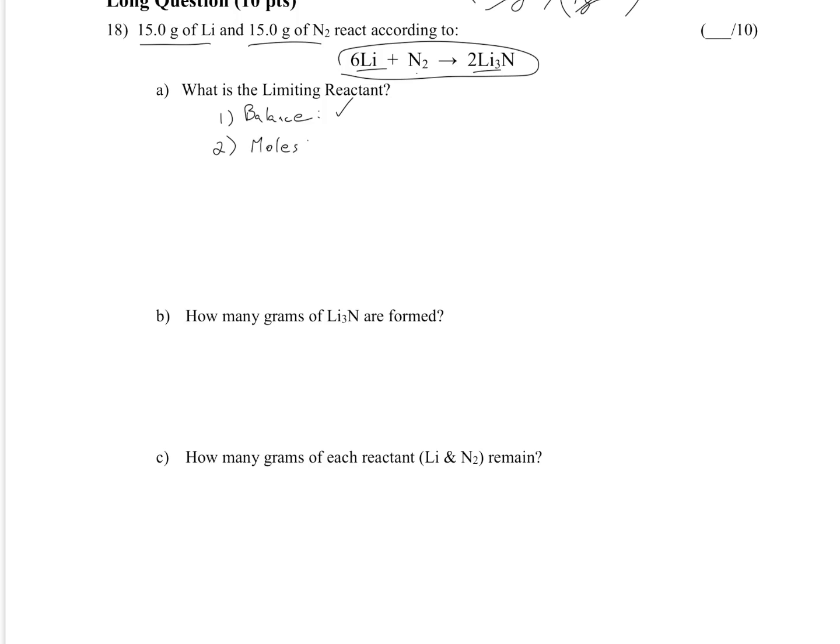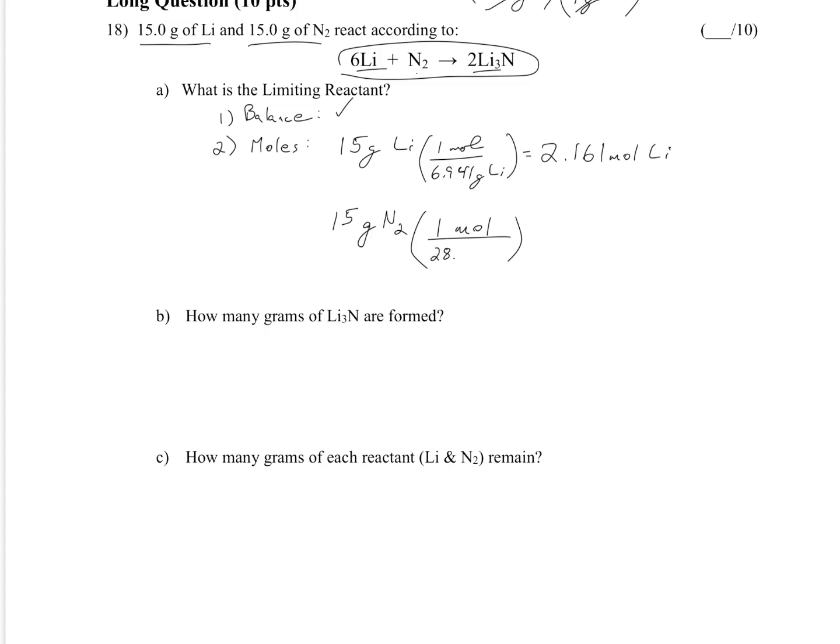Step 2. Find moles. So I have 15 grams Li. Li has 6.941 grams for 1 mole. So that is 2.161 mole Li. I do the same thing for my N2, except I have to be a little bit careful because N2 is 28.014 grams, not just nitrogen by itself. I do the same thing. I get 0.5354 moles N2.